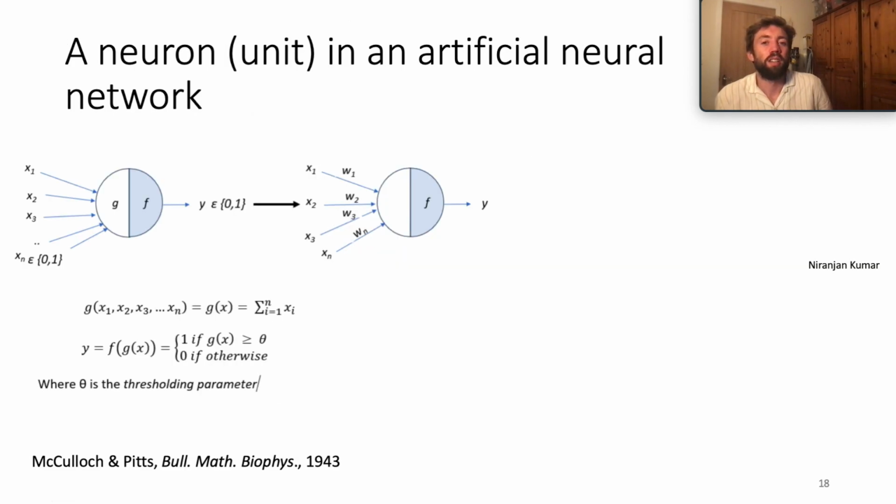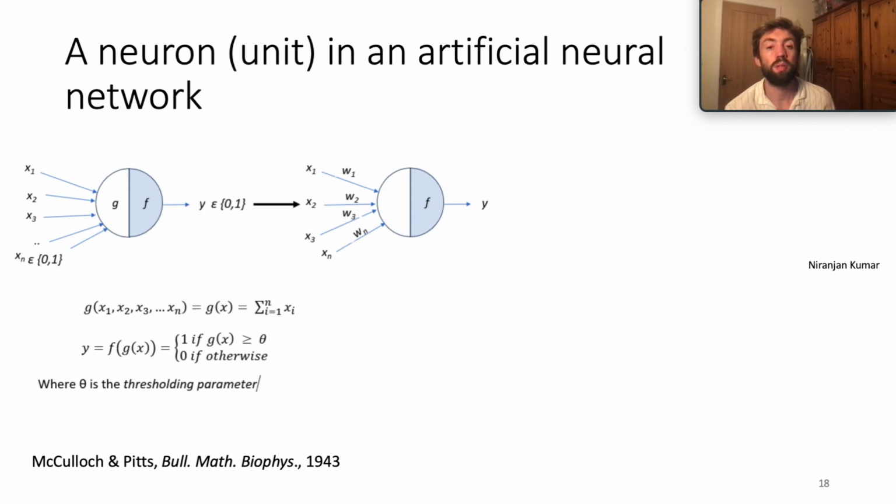So now we're going to turn from the brain to artificial neural networks. And we saw what a biological neuron looked like, and now we're going to look at what an artificial neuron, or a unit in a neural network, looks like. Now, one of the first types of artificial neural networks was proposed by McCulloch and Pitts back in 1943.